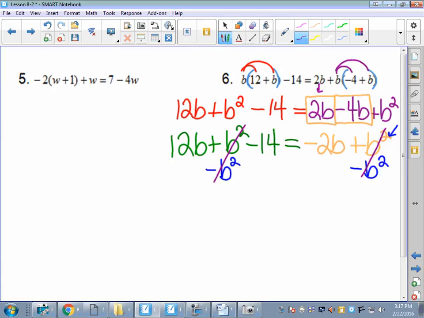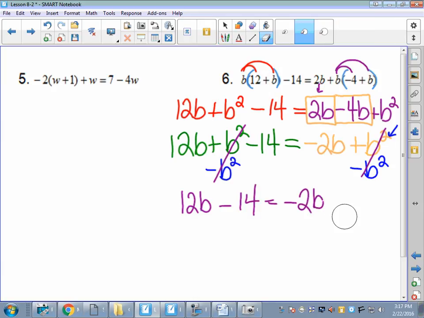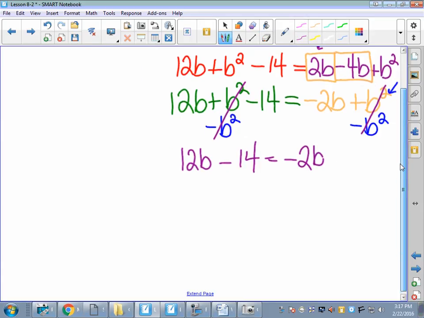That was a nice little thing to happen. So now I've got 12b minus 14 equals negative 2b plus nothing, just negative 2b. Oh, this is a good problem. So I know the rule of thumb that we talked about: if in doubt, get all your b's to the left, all your numbers to the right. I'm going to do it that way.